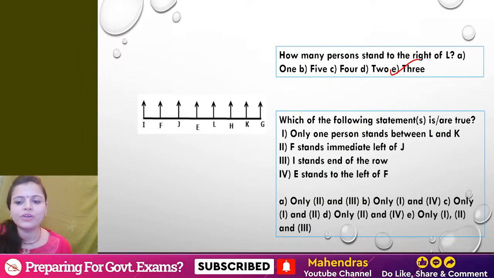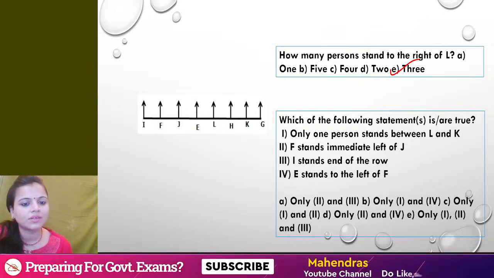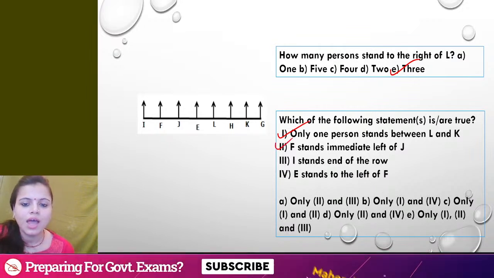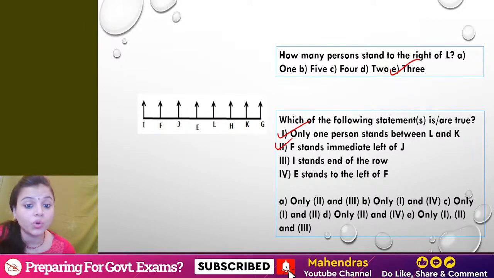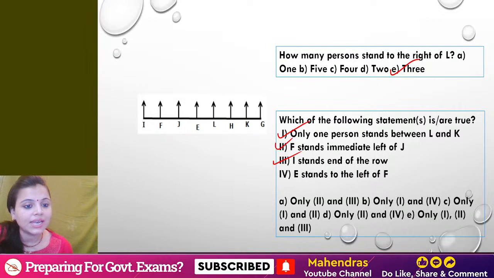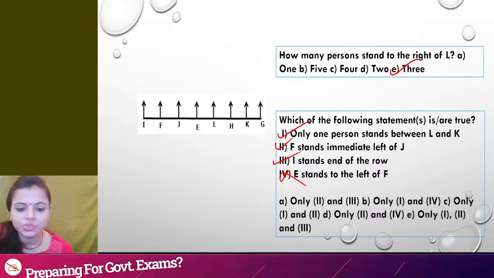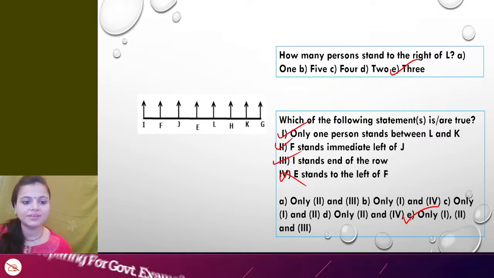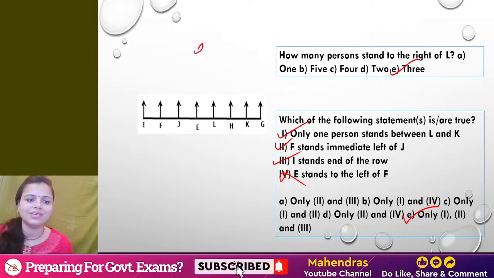Which of the following statements is or are true? Only 1 between L and K? Yes, it's true. F immediate left of J? Yes, true. I stands at the end of the row? Yes. E stands to the left of F? E is left of F? No, it's right. So 1, 2 and 3. So option E. Okay? Yes. So option E.